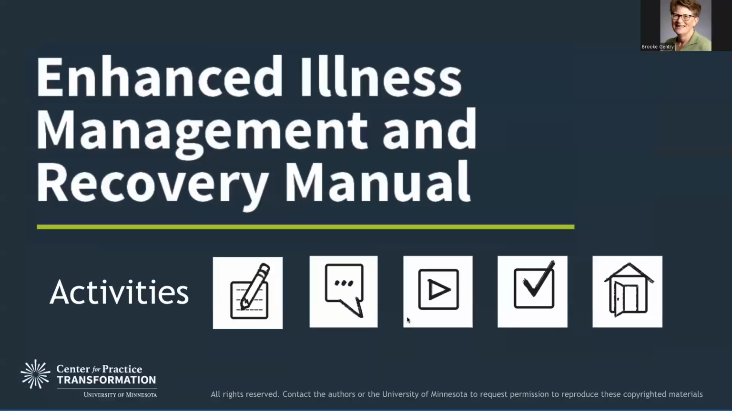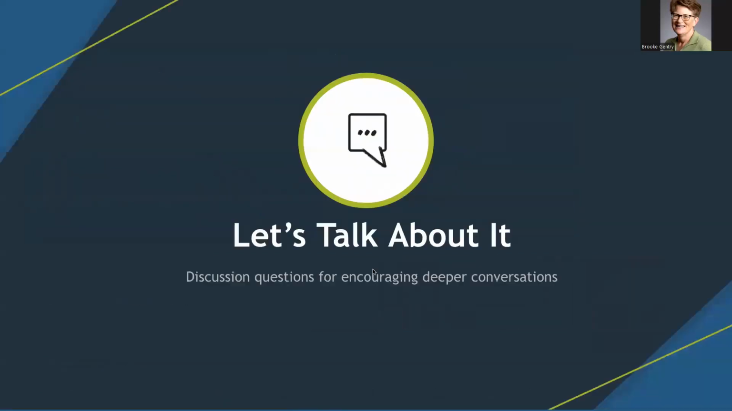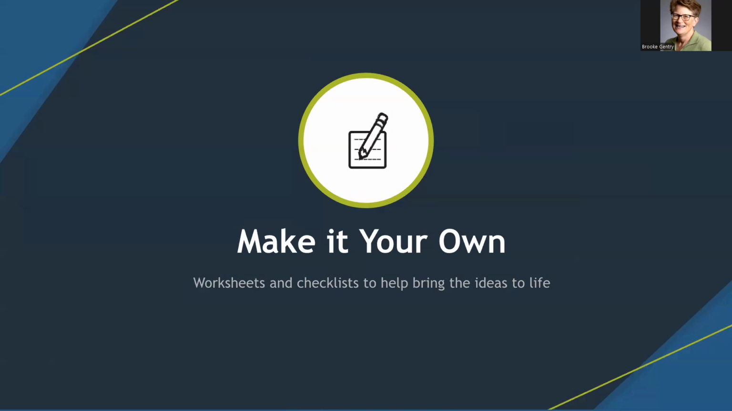And then we have activities in each of the modules, and they've got these cute little icons here that help you to identify where they are in the manual. We'll go over each of those just briefly. We have Let's Talk About It activities. It's a little call out button where there are discussion questions, again, for encouraging deeper conversations. Make It Your Own activities show up a lot. That's where most of the worksheets are in E-IMR, and they're fantastic because they allow you to move through content with your client, and then your client is able to reflect and map what that means for them, how they relate to the material. They make it their own. It really makes the content of E-IMR come to life.